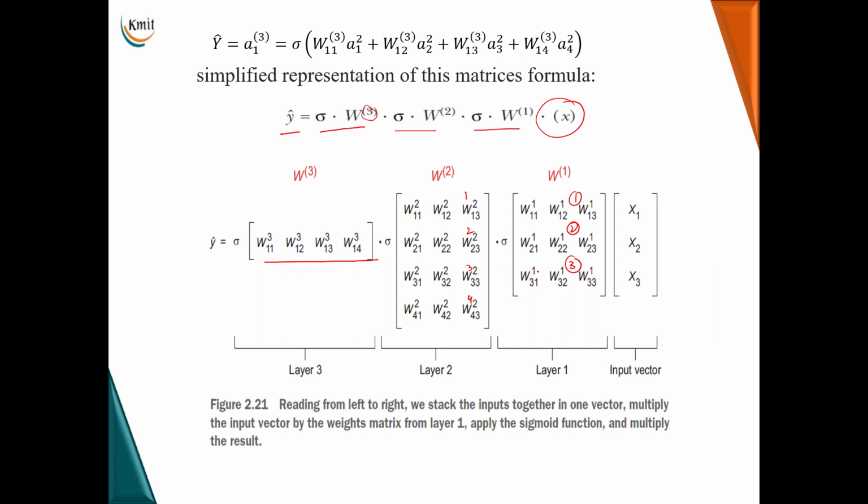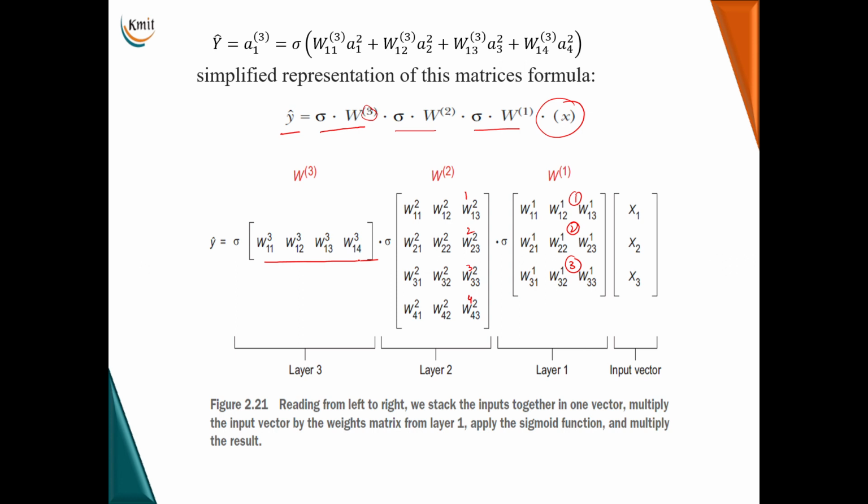So the best way to read this equation is to start from the right to the left. X1 multiplied by W1 into sigma, multiplied by W2 into sigma, multiplied by W3 into sigma.